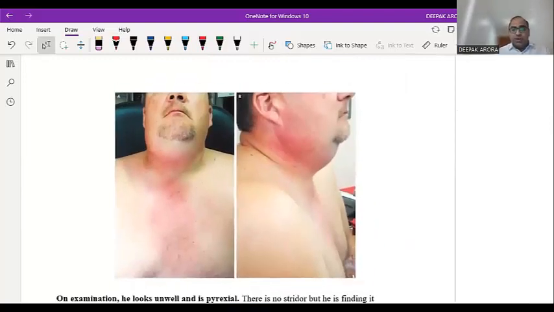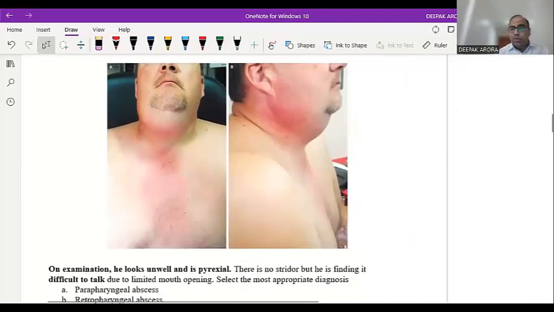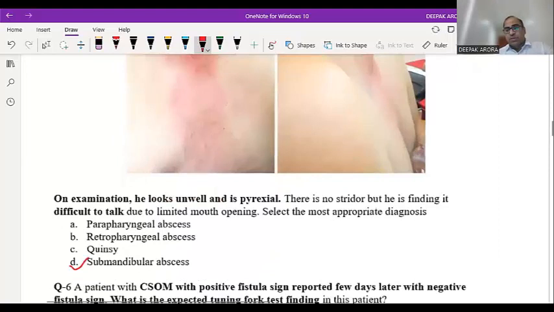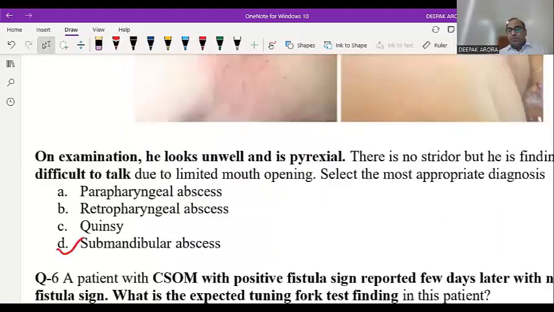Submandibular abscess. So the patient is having some swelling below the chin, it is going in favor of submandibular abscess. Abscess, expect one MCQ from the abscess segment. Parapharyngeal abscess is the most common abscess of head and neck.